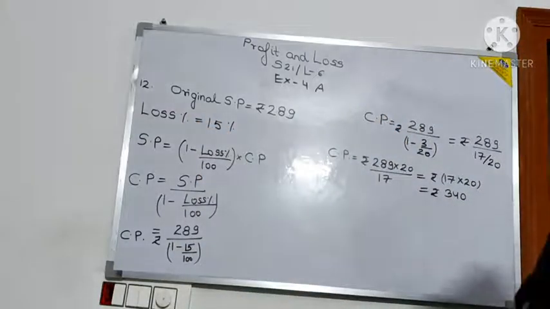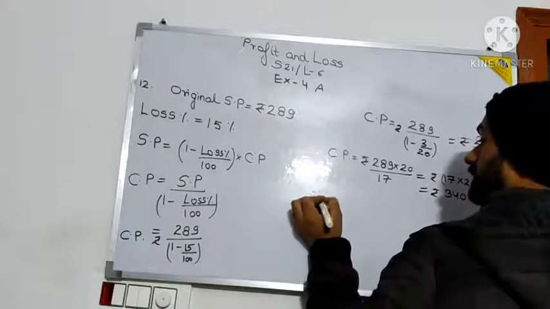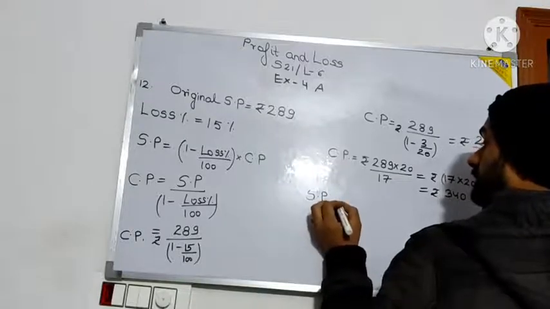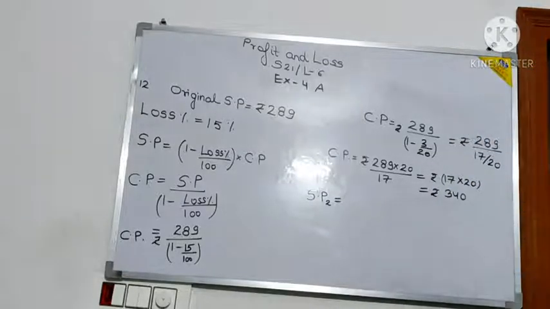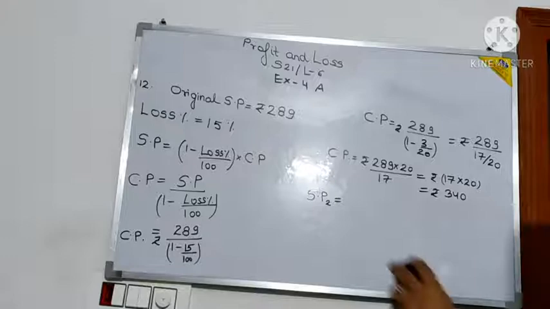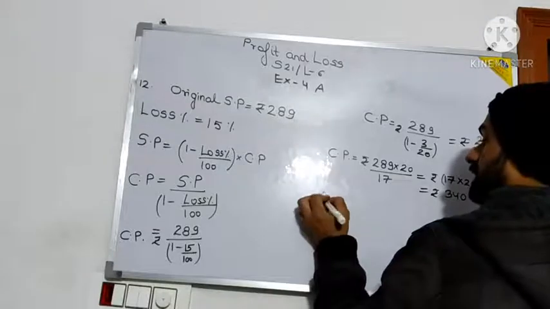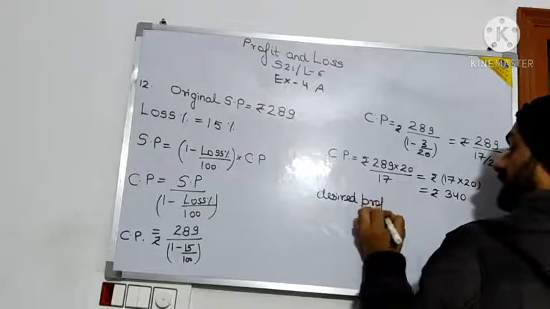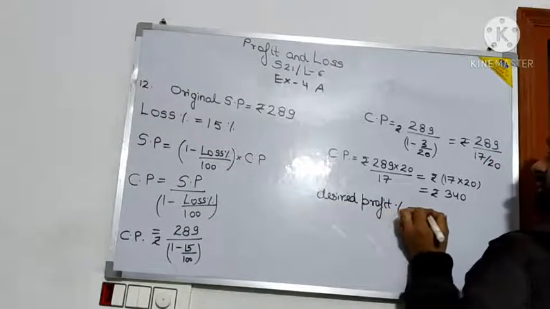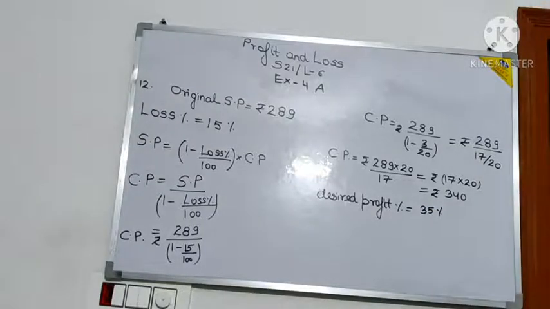For this question, loss is 15%. Question 12 I'm talking about. Then he desires a profit of 35%. So what's the SP? Right here, SP2, or you can write here new SP. First write here desired profit percent. How much is the desired profit percent? 35%. Desired profit percent is 35%.